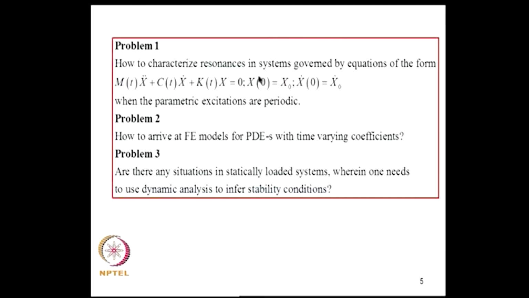One is how to characterize resonances in systems governed by equations of the form m of t x double dot plus c of t x dot plus k of t x is equal to 0. Now, the resonances occur because there are time varying terms in the mass, stiffness and damping matrices, and if these terms are periodic in nature, then the question of resonance is appropriate because the excitations have a steady state character. So, we could expect steady state responses from the system as well and see whether the responses remain bounded or grow in time.